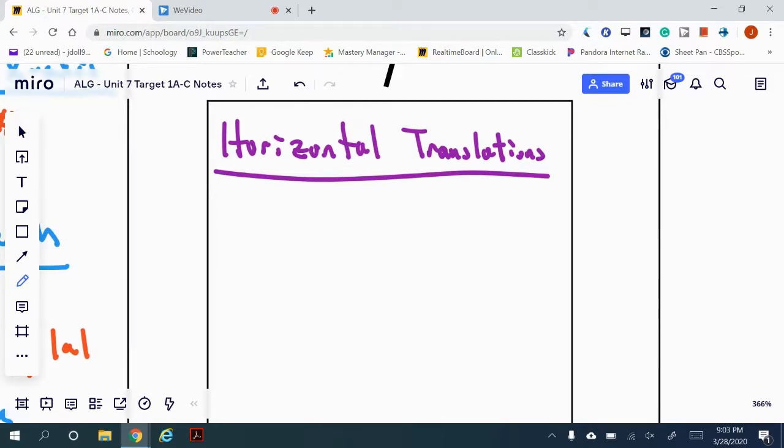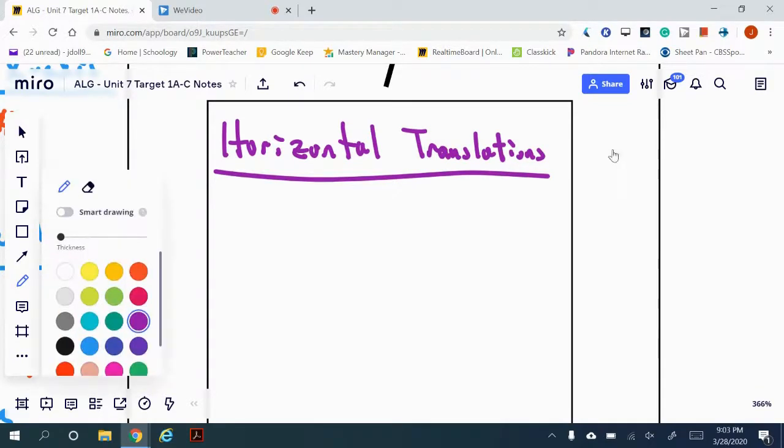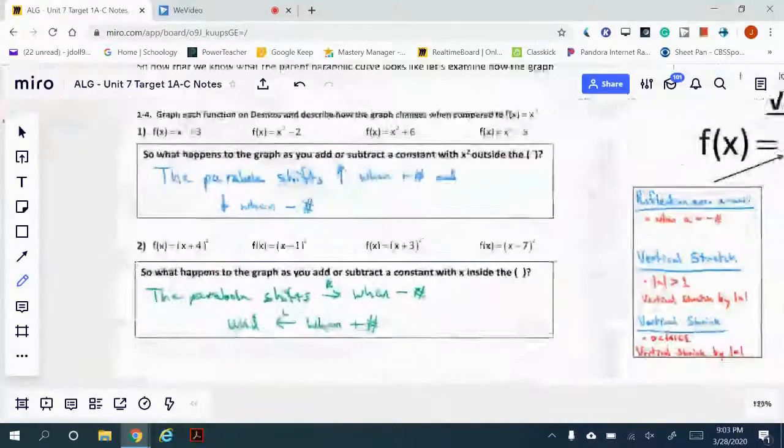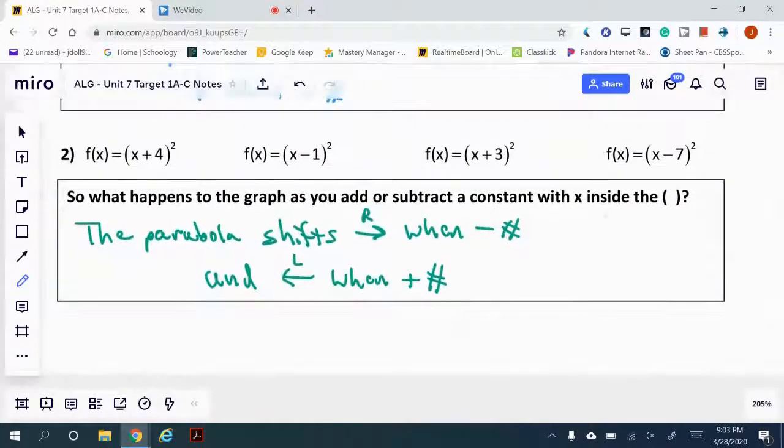So we can shift horizontally 2 different ways. We can shift left when H is equal to, and here's the catch. Go back over here and take a look. So number 2 is what we're talking about here with H. Notice these were the numbers in the same position as H. Now notice the parabola shifts left when the value is positive, and it shifts right when that number is negative, when the number is being subtracted.